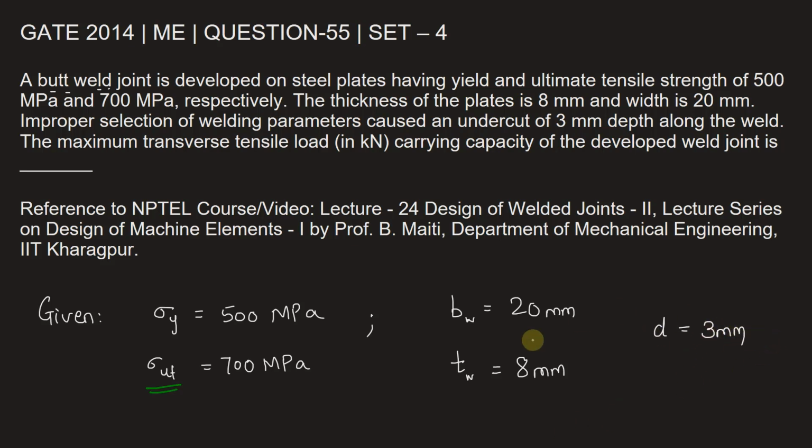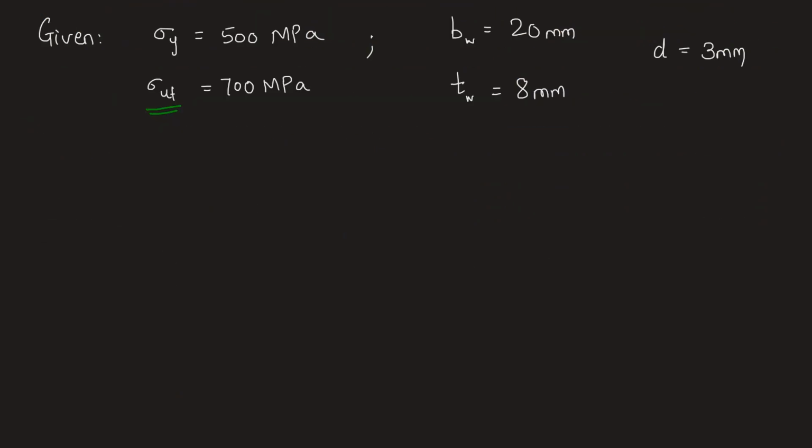Let's see how the undercut will be incorporated in the size of the weld and then how the carrying capacity of weld joint will be calculated. So from the sizes given, we can calculate the area of weld. Area of weld, generally it is width by thickness simply. But here there is an undercut. So the undercut has to be subtracted from thickness because it is thickness wise. So we'll have area of weld will be (TW minus D) into BW. Let's substitute 8 minus 3 into 20, which is 8 minus 3 is 5 into 20, 100 millimeters square. This is the area of weld.